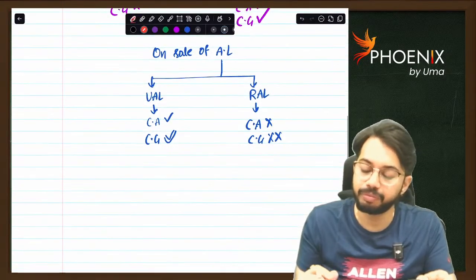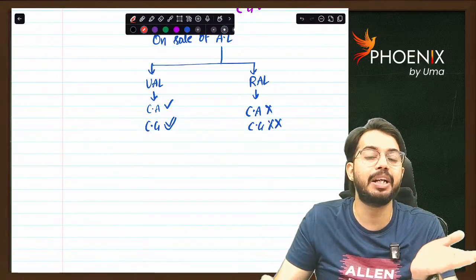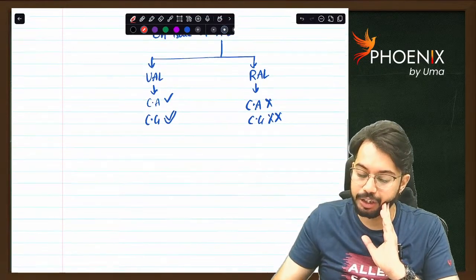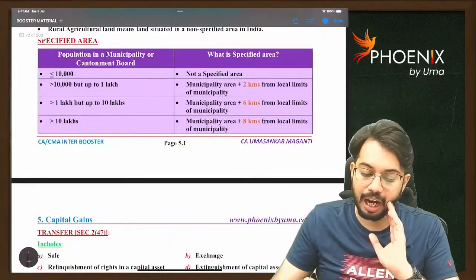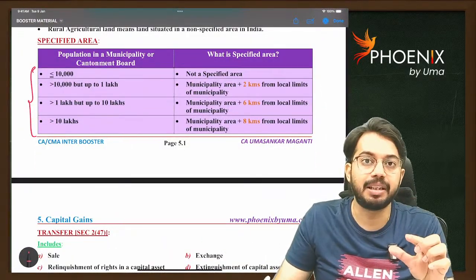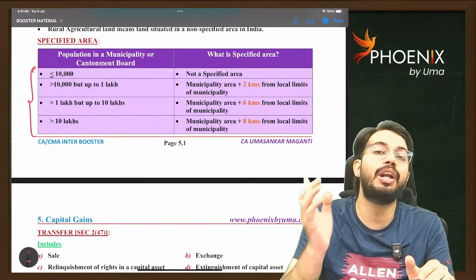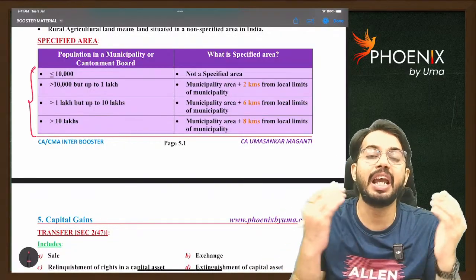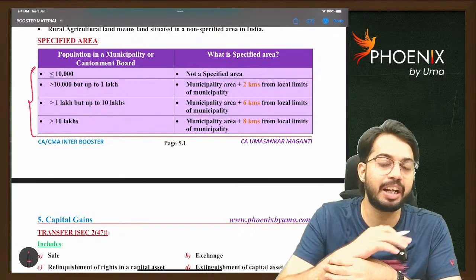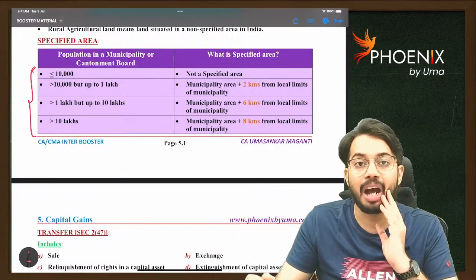Now, sir, how do we tell whether agricultural land is urban agricultural land or rural agricultural land? So, there is a criterion. If the population in a town, village or city is less than or equal to 10,000, and you have agricultural land in that village, then it is considered rural agricultural land only. Are you able to understand?